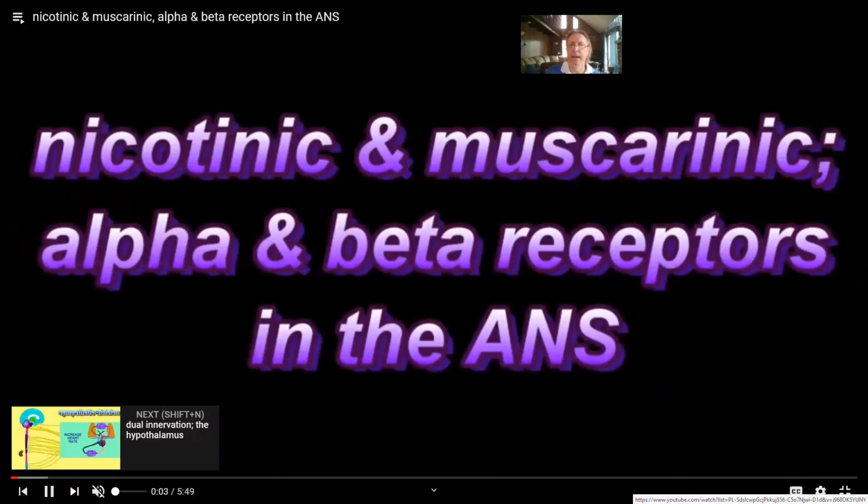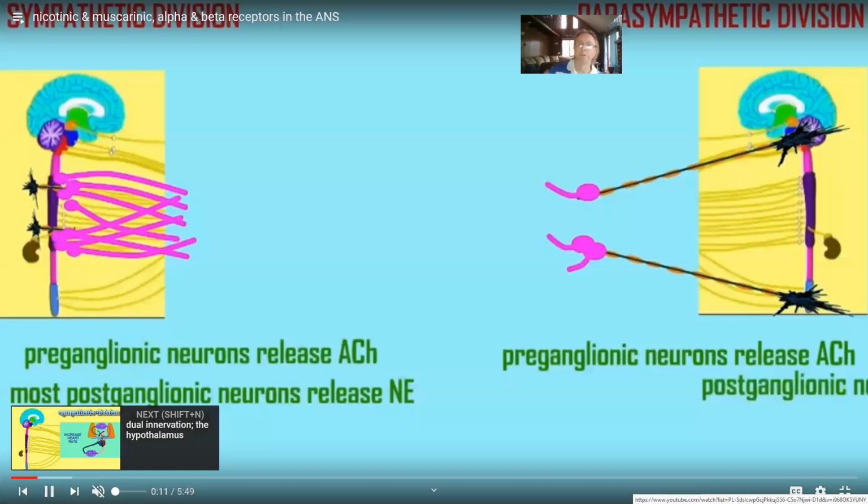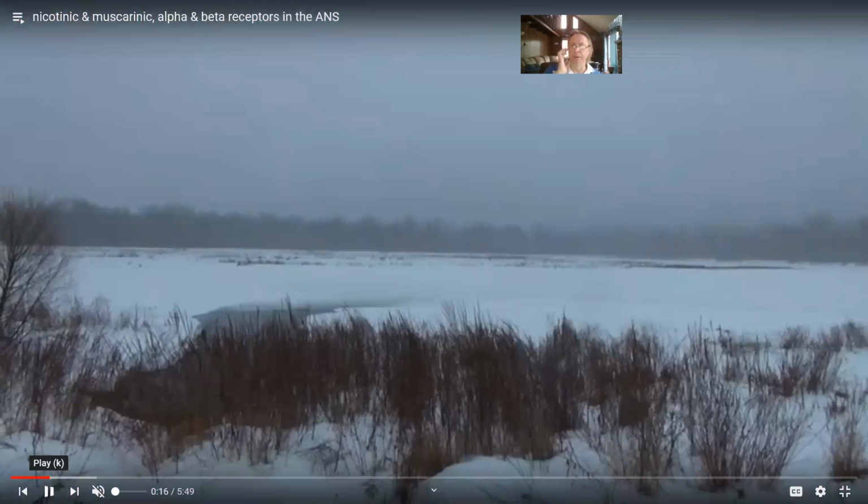Okay, so that was one definition on cholinergic versus adrenergic. And then another couple of definitions which are extremely important in pharmacology are on those receptors. There are receptors for acetylcholine, the cholinergic receptors, and receptors for epinephrine and norepinephrine, the adrenergic receptors. There are luckily multiple kinds of them.